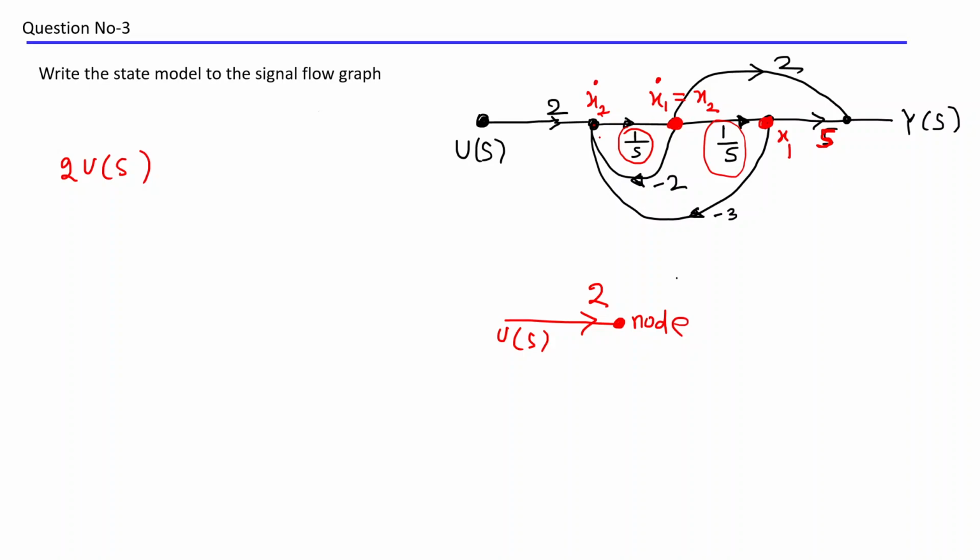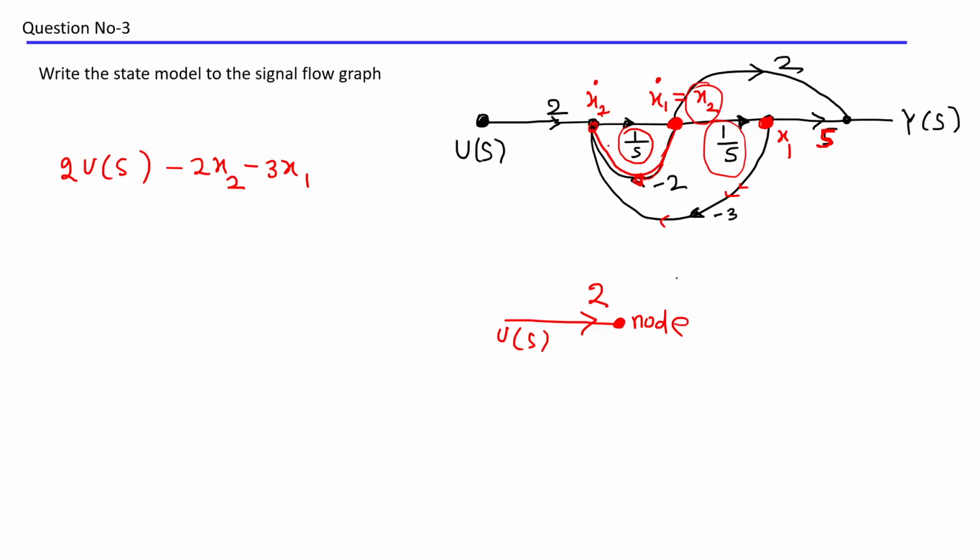Now see how many incoming branches are coming to this node. This path is also incoming, because this arrow is pointing backward. So it will be minus 2 times x2. This one is coming backward, and this node is x2, so minus 2 x2 is coming to this node x2 star. And another branch from here is also coming in, minus 3 x1. So all these three branches are coming here.